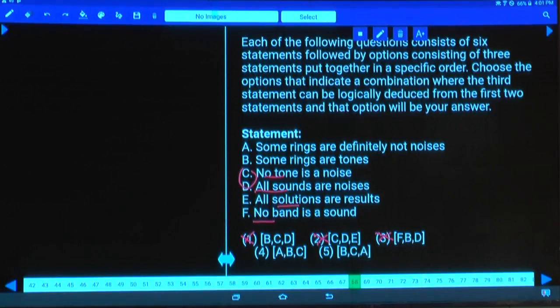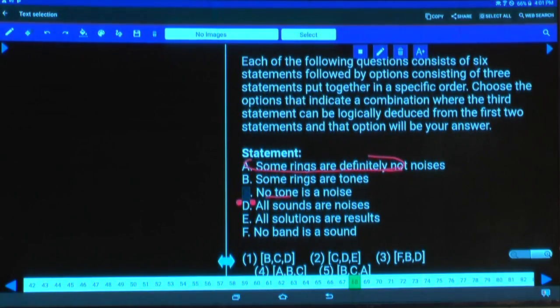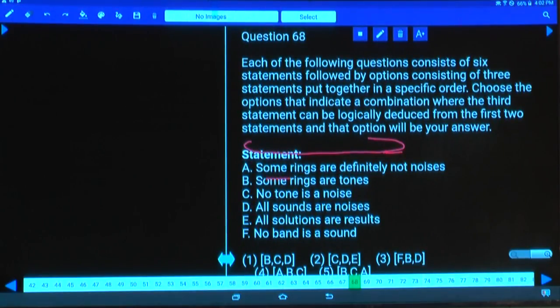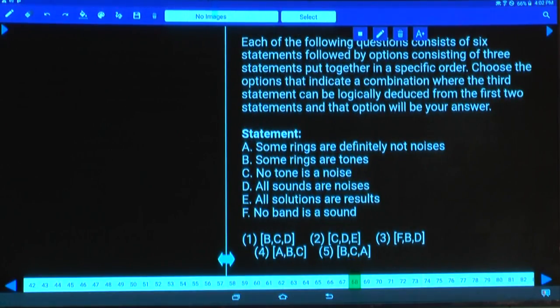A, B and C. Now if you take A, B and C, there is a negative statement, there is a negative conclusion, fine. But here A is some not and C is no. No cannot be drawn from some not. Isn't it? No cannot be drawn from some not, and choice 4 is also ruled out. Choice 4 is ruled out. Now finally we are left with what?